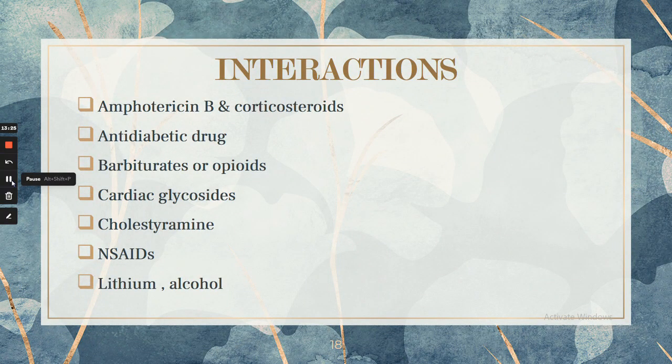Interactions. When amphotericin B and corticosteroids are given with this drug, that is hydrochlorothiazide, it can cause potential hypokalemia. Then when an anti-diabetic drug is given along with hydrochlorothiazide, the dose adjustment should be done for the anti-diabetic drug as it causes hyperglycemia. The hydrochlorothiazide decreases the release of insulin and hence can cause hyperglycemia.